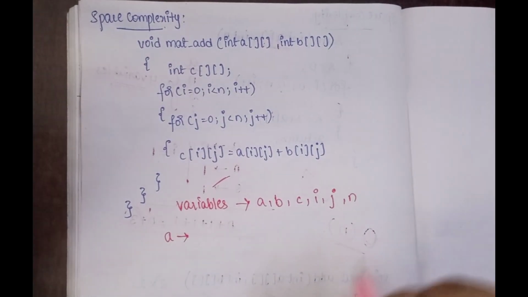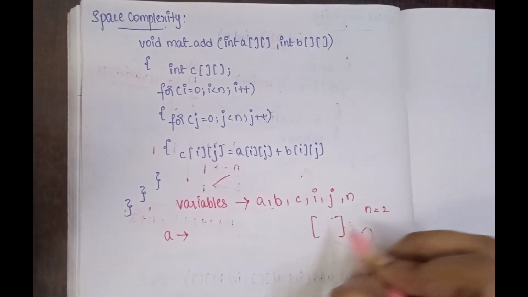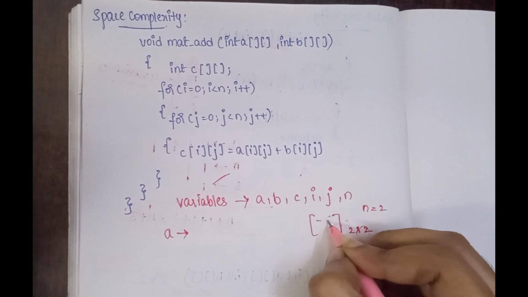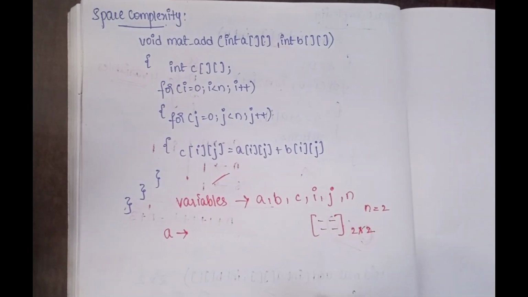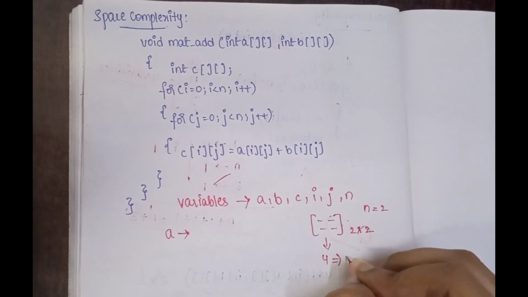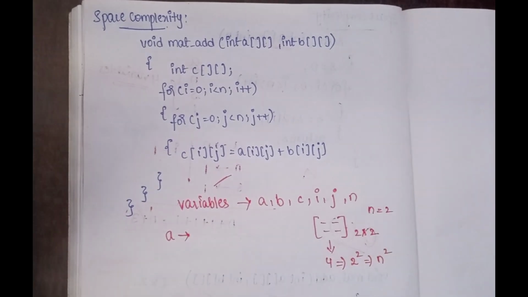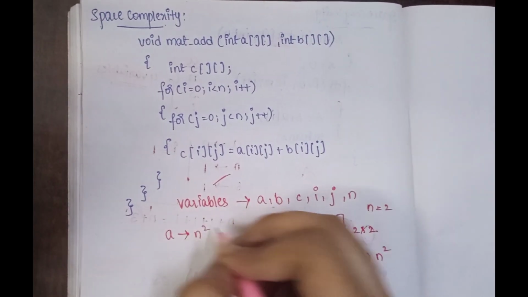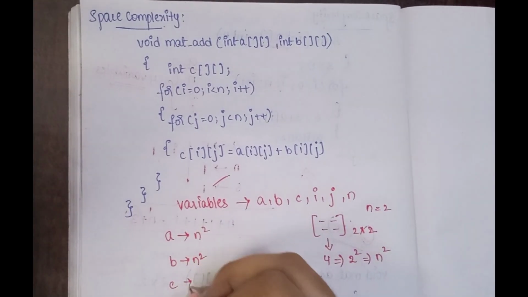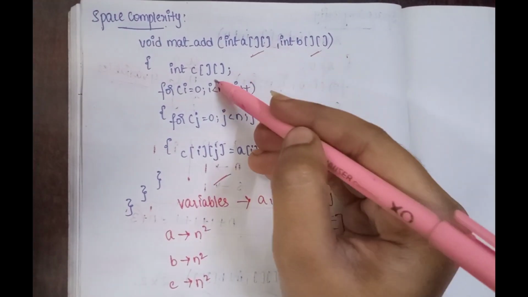We already said, this is a matrix. So when I give my n value as 2, what will the order of the matrix be? It will be 2. That is, I am having 2 rows and 2 columns. So totally I am having 4 elements, that is 2 square. So my A is taking n square amount of space, and the same with B. Because B is also a matrix, C is also a matrix. See, A is a matrix, B is a matrix and C is a matrix.